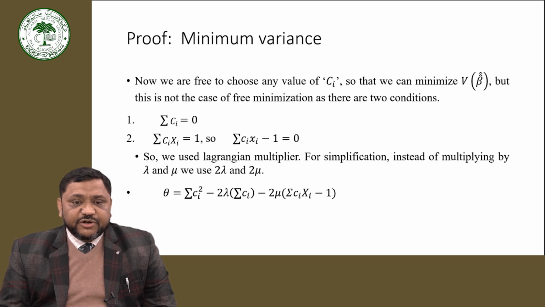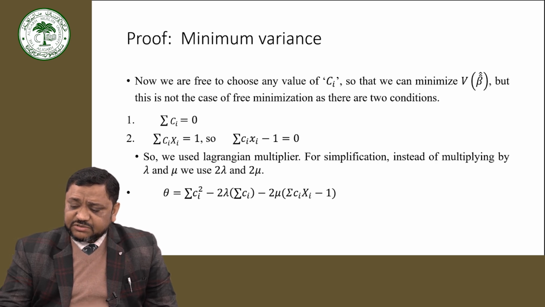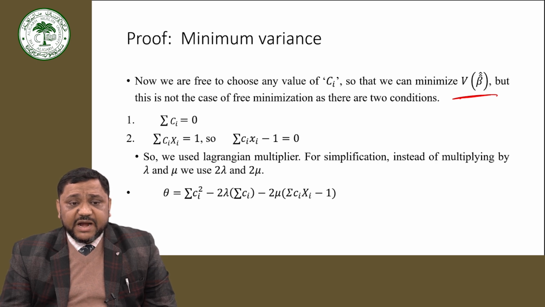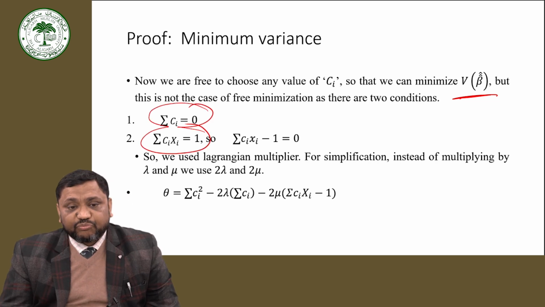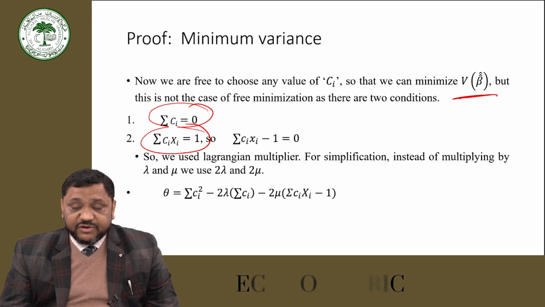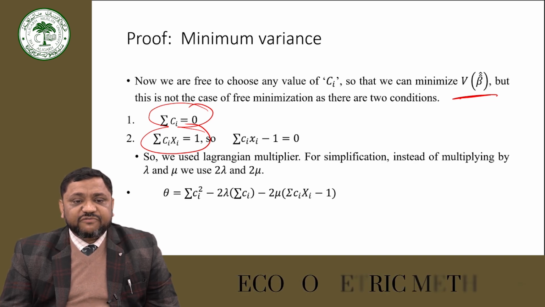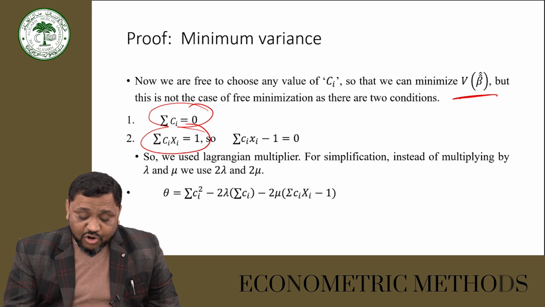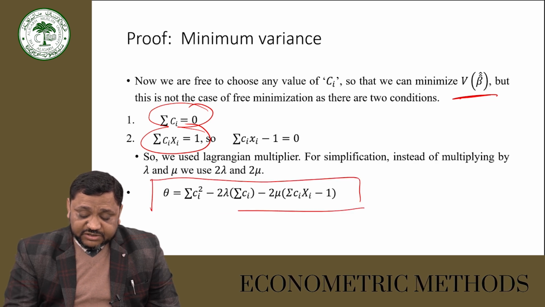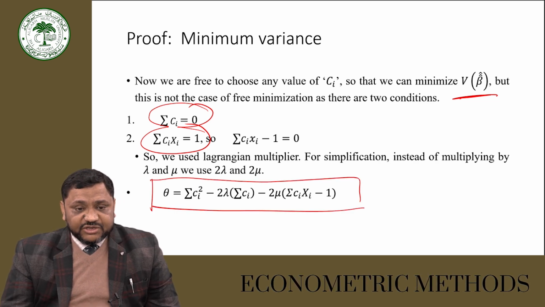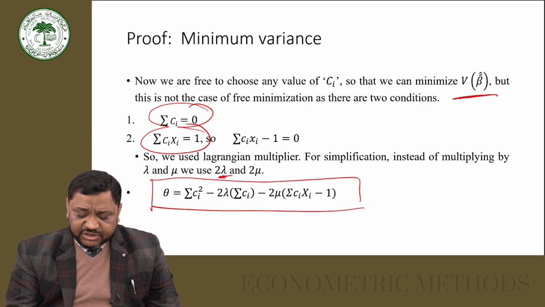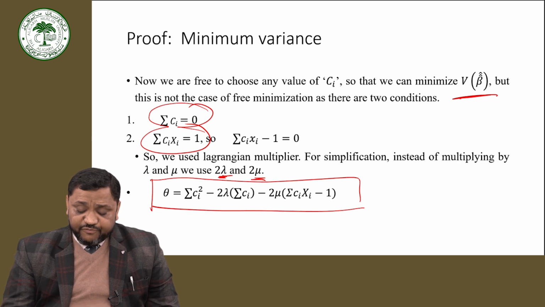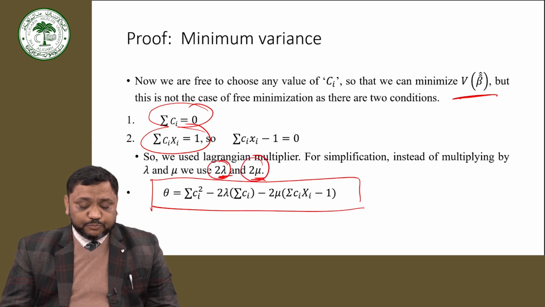Now, we are free to choose any value of C that can minimize the variance of beta double hat, but this is not a case of free minimization, because we have earlier made two conditions. So we will use our knowledge of the Lagrangian multiplier. We will form the Lagrangian function. The only difference is that instead of using alpha, lambda and mu as multipliers, we are using 2 lambda and 2 mu.